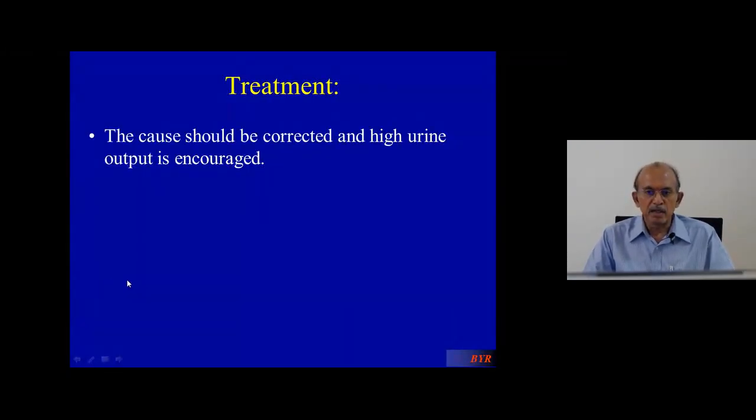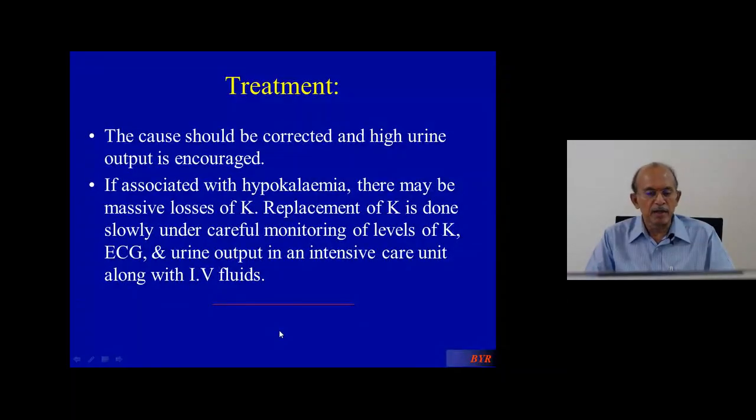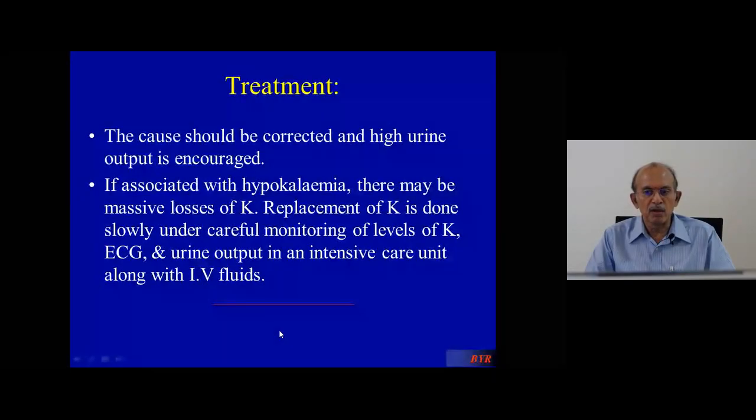Treatment: the cause should be corrected and high urine output is encouraged. If associated with hypokalemia, there may be massive loss of potassium. So replacement of potassium is done slowly under careful monitoring of levels of potassium, ECG, and urine output in an intensive care unit along with IV fluids.